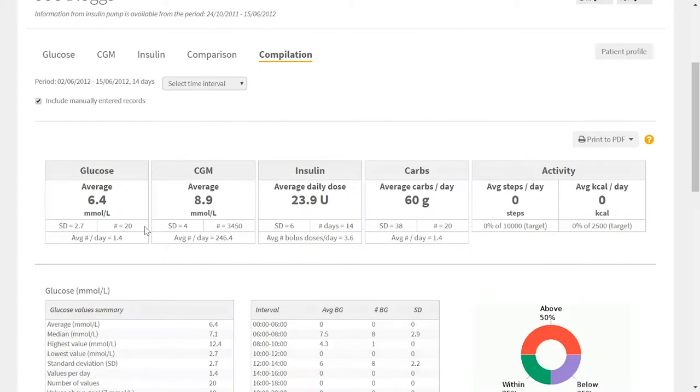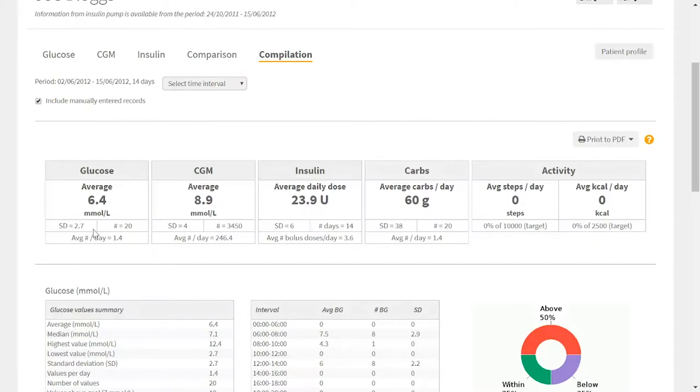So for glucose, for example, we have an average of 6.4. Now 6.4 could mean two different things. A patient has sat consistently at 6.4 for the 14-day period, or they've gone very high and very low, and then 6.4 is the average between these two high and low results. You can't tell that with average alone.